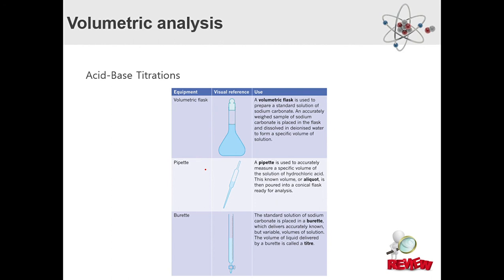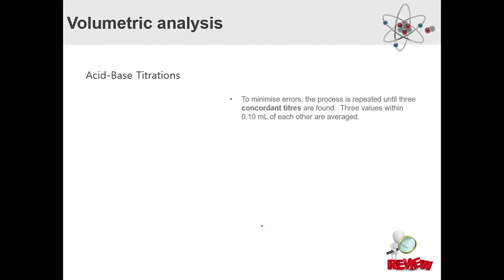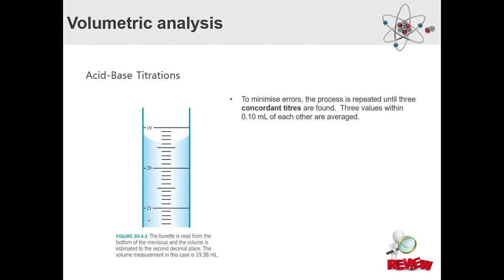When you grow up and you leave high school, you end up using just pipettes you can set to an automated volume. They're sweet. Alright, burette. Burette is where we have a little tap which controls how much volume we can put in. And what we always do, to minimize errors, is repeat the process until concordant titers are found. 3 values within 0.1 mil of each other averaged.